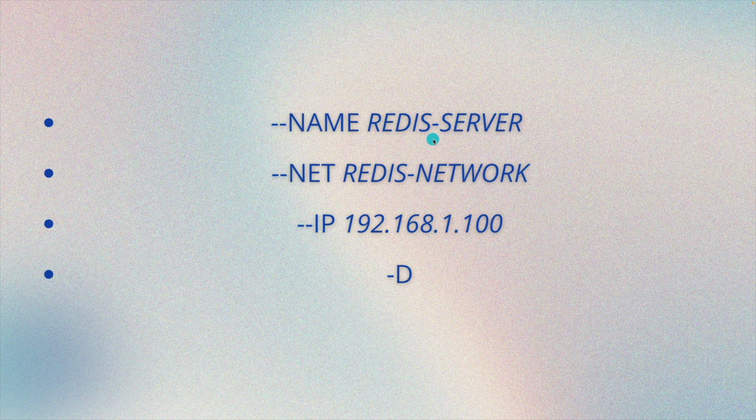Here is what each flag does. Name assigns a name to the container for easy reference. Net connects the container to our custom network, redis-network. IP assigns a fixed IP address to the container. And d runs the container in detached mode.